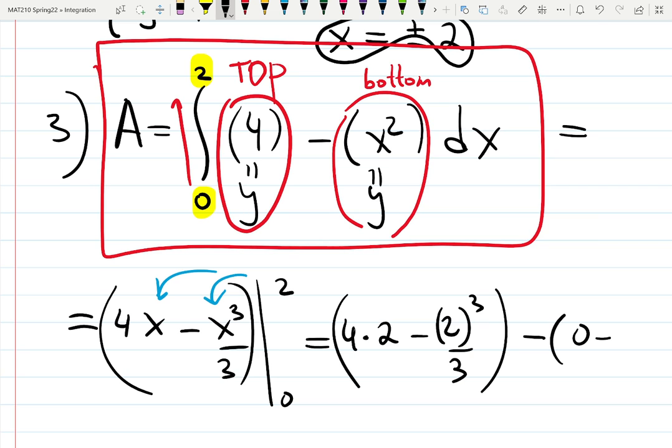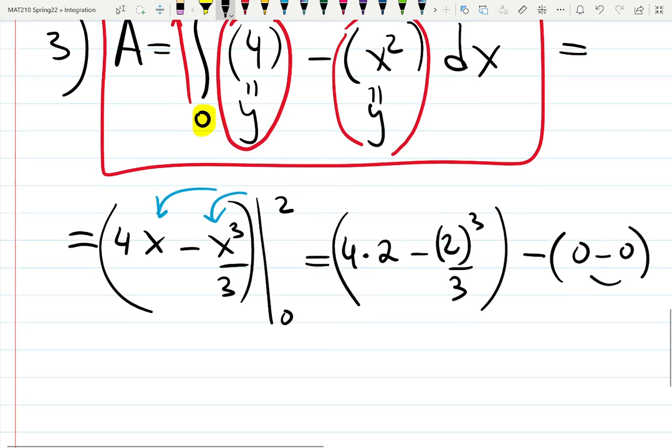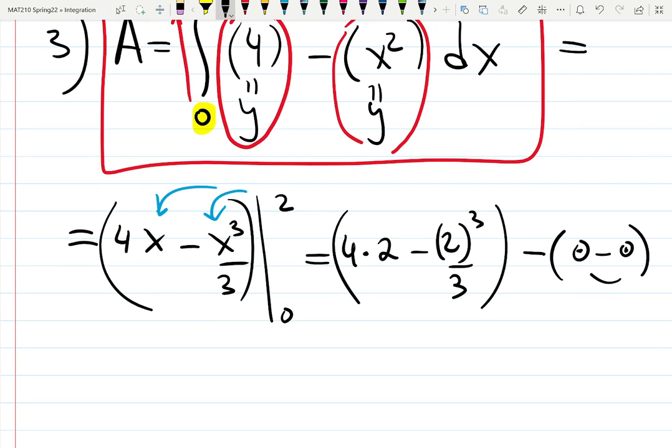Minus 0 minus 0. Right? That's my smiling emoji. And the answer should be positive. It's the area after all. So 8 minus 2 times 2 times 2, 8/3.